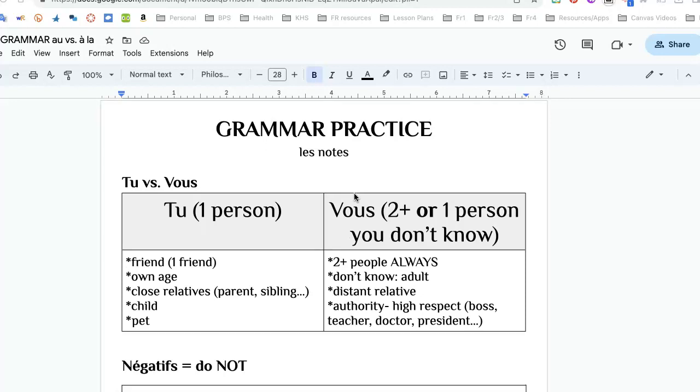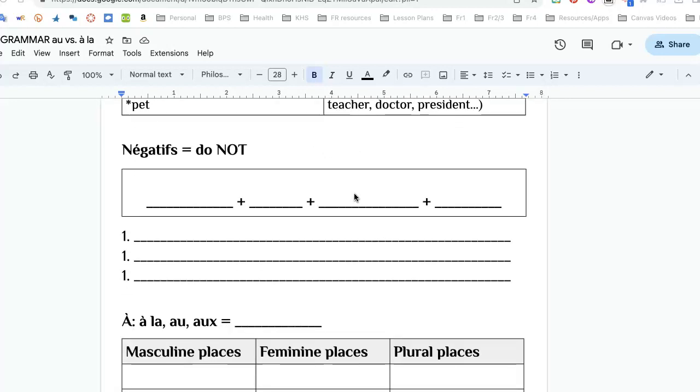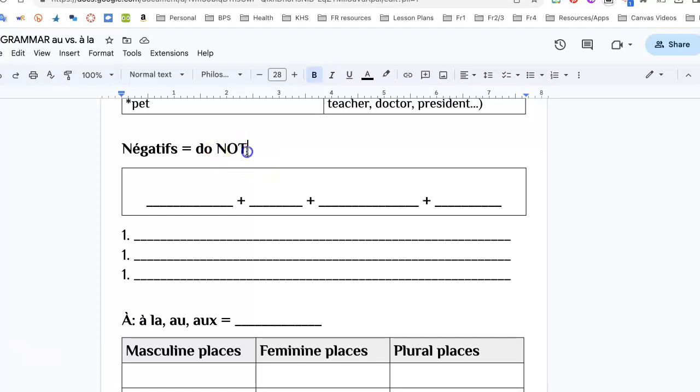Okay, so we are going to go back to our grammar practice page and do our notes for today. We did tu and vous yesterday. Now let's go down to négatifs. Négatif just means the negatives, and the negative means what you do not like or what you are not. I am not funny. I do not eat pizza. She does not want to go to the movies. Okay, so it's the do not.